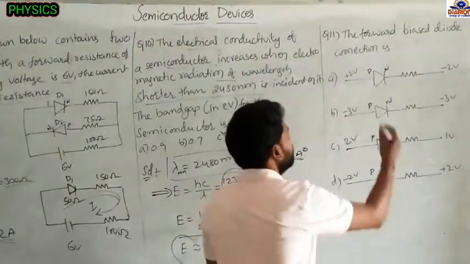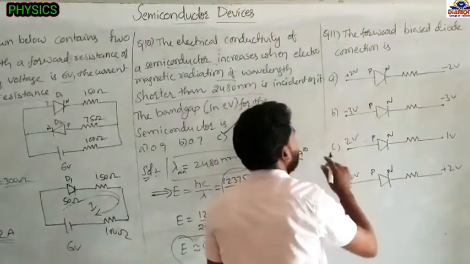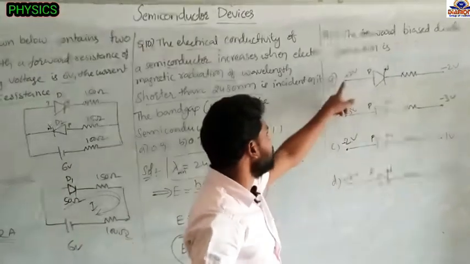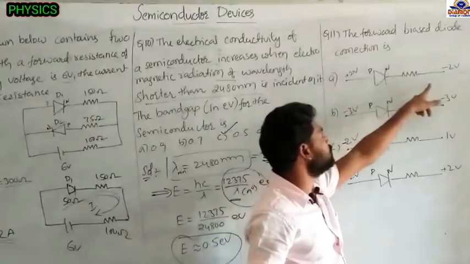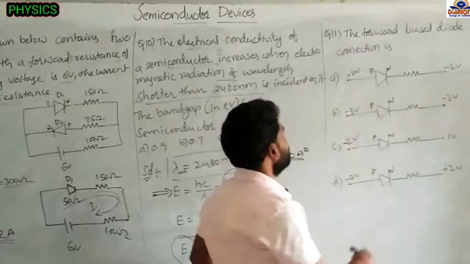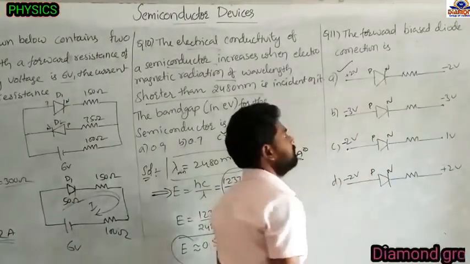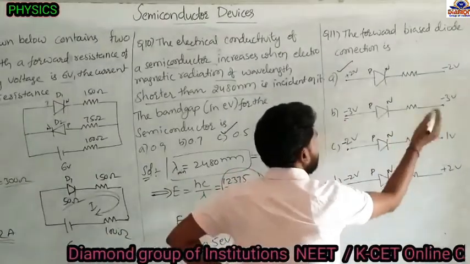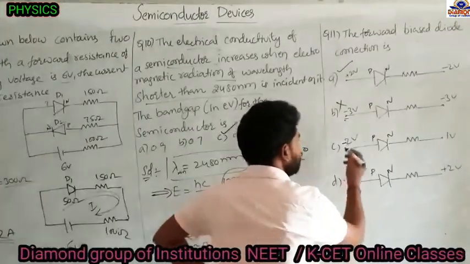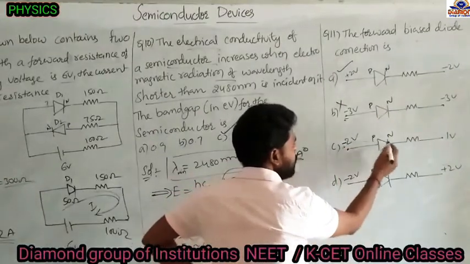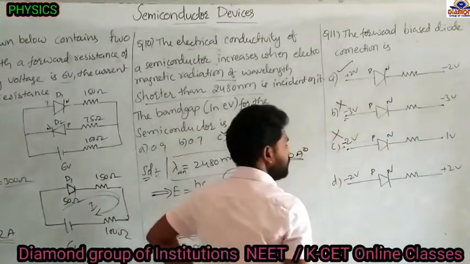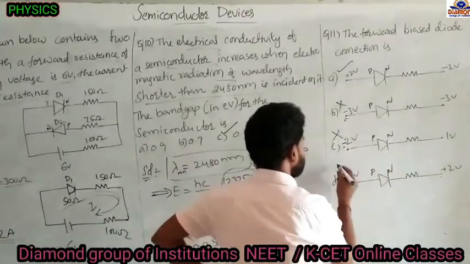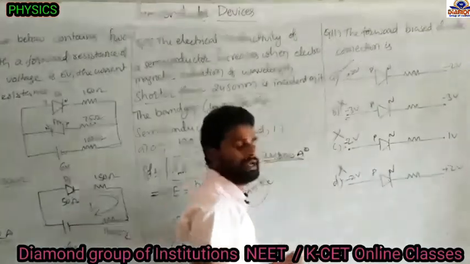Here, this is plus 2 volt and minus 2 volt, sorry, this is the minus 2 volt here. So plus 2 volt means high potential, N is minus 2 volt means low potential. So this is in forward bias: P at the high potential, N at the low potential. Now the next one, minus 3, minus 3, both are at the same potential, not in forward bias. In the other, P is at the low potential and N at the high potential, so this is also not in forward bias. Option A is the right answer.